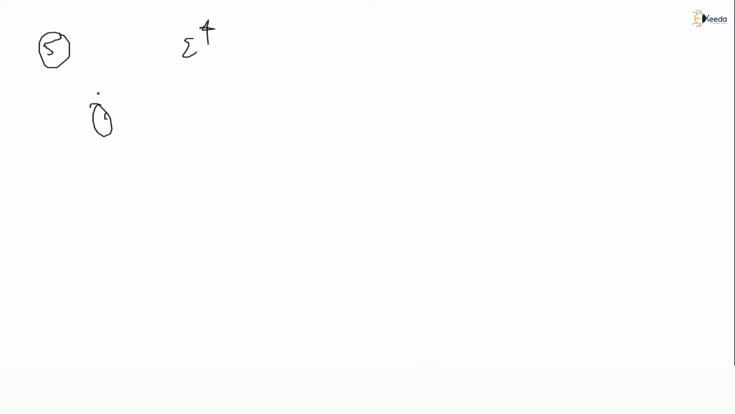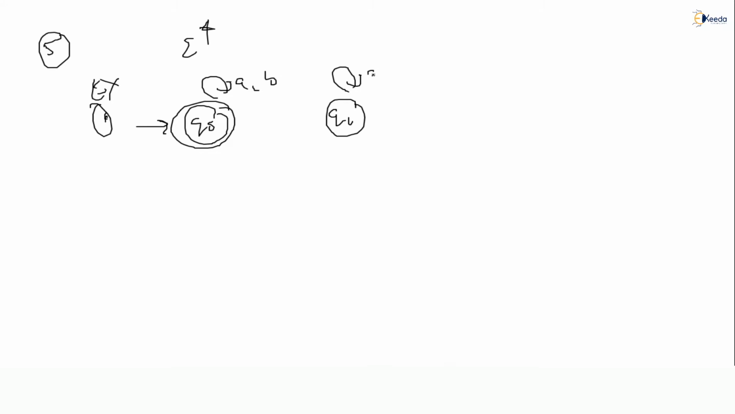Check it with an example. Example 1 I will take. Suppose Q naught is the initial state. I will make it a final state. Suppose A comma B is there, and a non-final state is there, in which Q1 on A comma B is there. So this is accepting L equal to sigma star only.